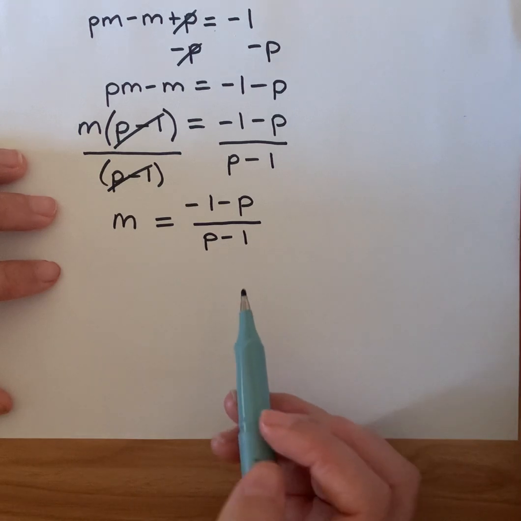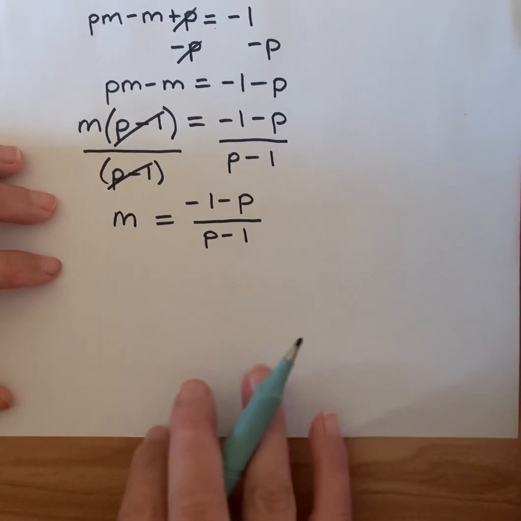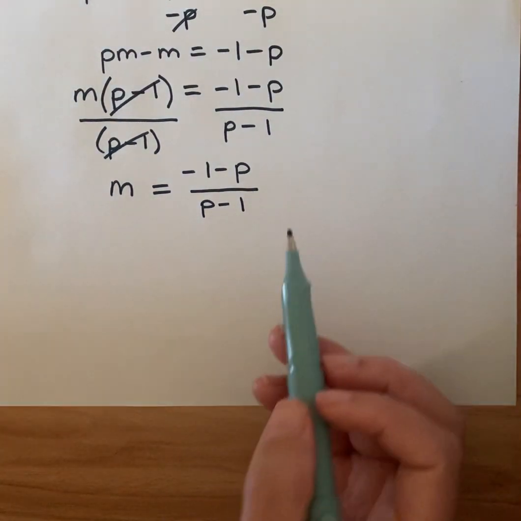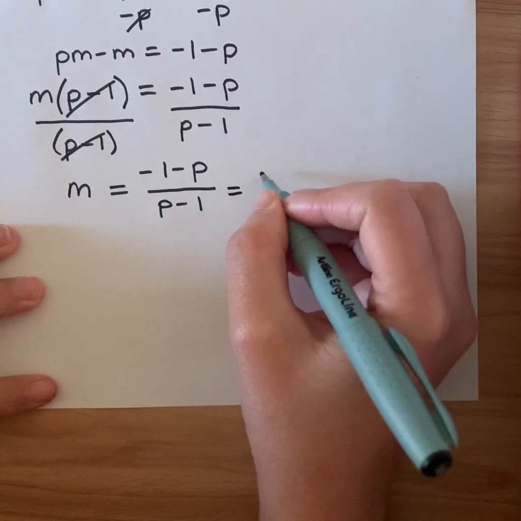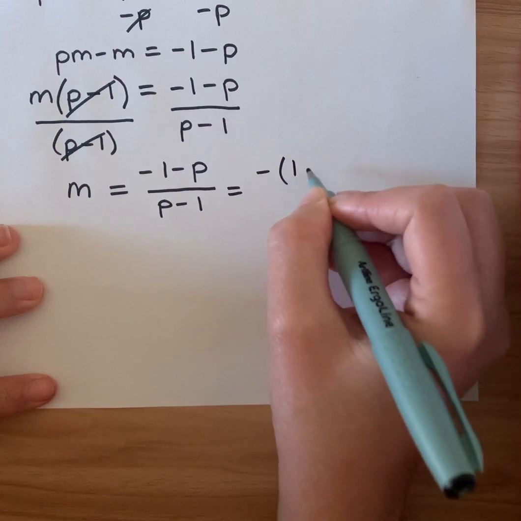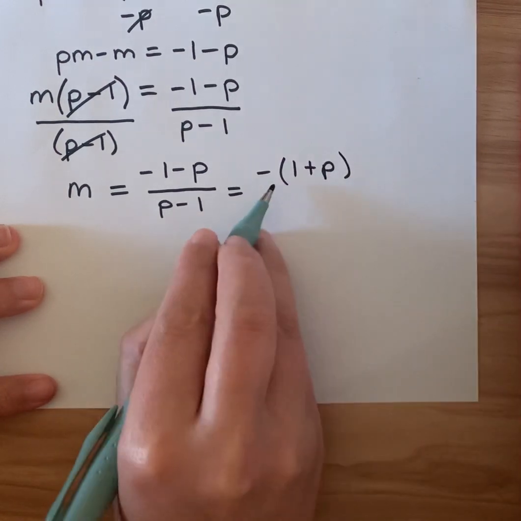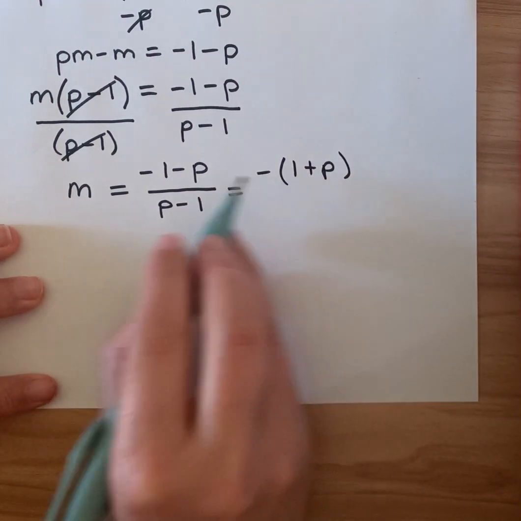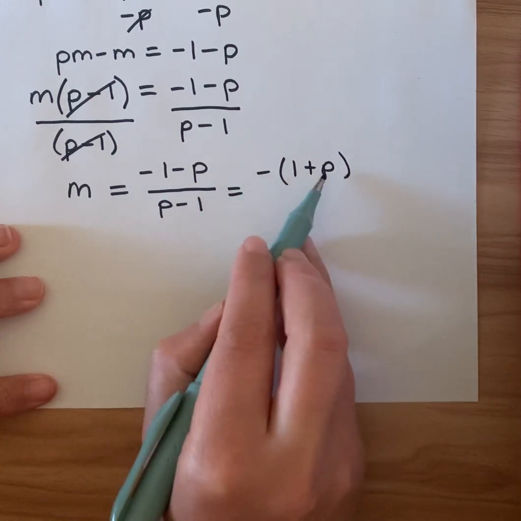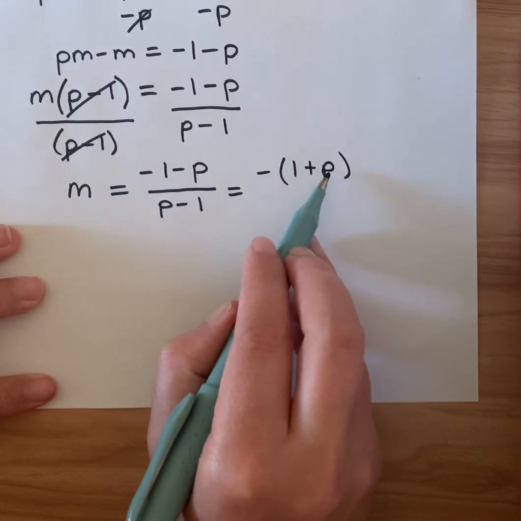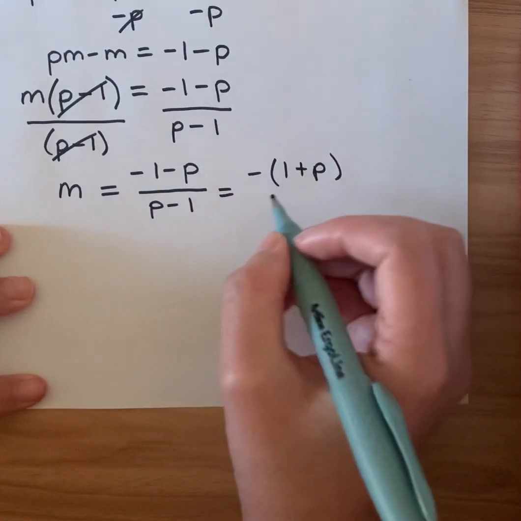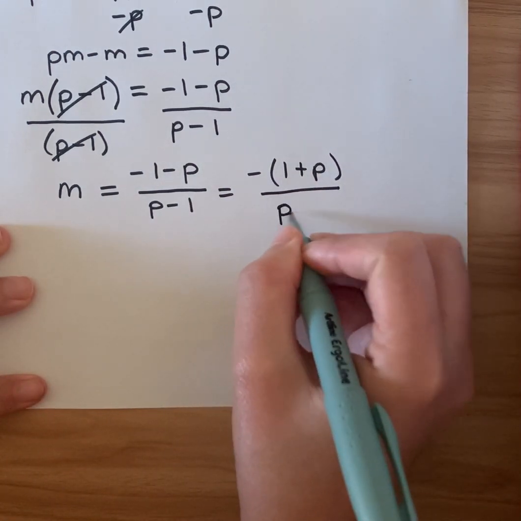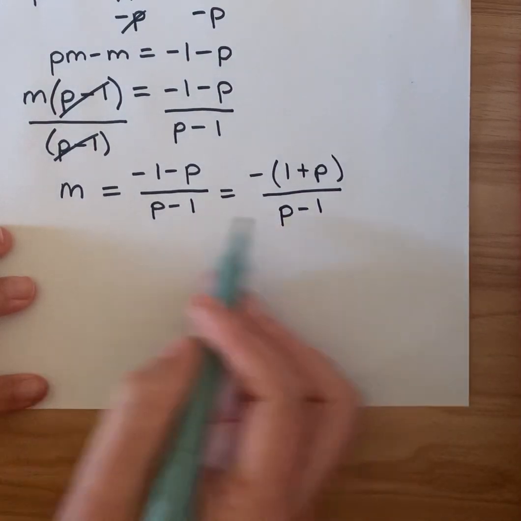And that's perfectly correct. That answer is fine and will be accepted. Usually we don't like all these negatives, so we can rewrite it as minus 1 plus p, because you can see that minus 1 times 1 is going to be minus 1, and minus 1 times p is going to be a minus p. So this here on the numerator is the same as this numerator. Usually people write it like that. But either way is fine.